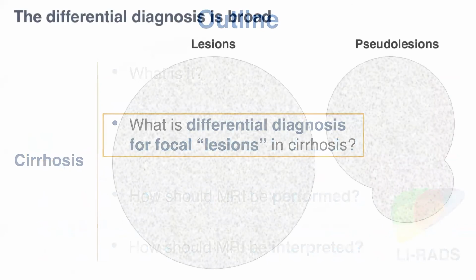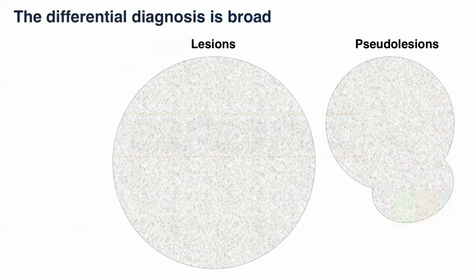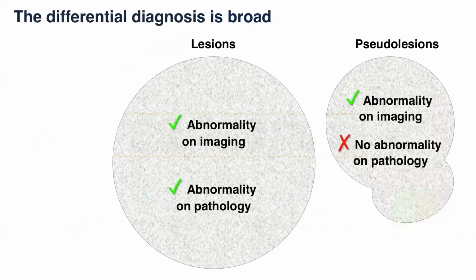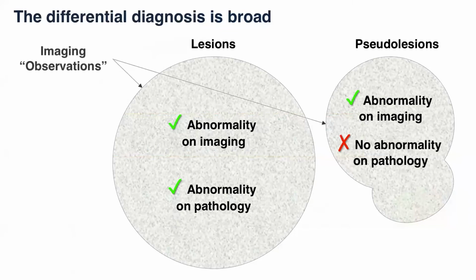What's the differential diagnosis for focal liver lesions in cirrhosis? And so we touched upon it in the previous lecture. I'll be presenting similar material, but in a different way. So in the cirrhotic liver, we have lesions and we have pseudo-lesions. Lesions are when there's an abnormality on imaging with a corresponding abnormality on pathology. A pseudo-lesion, there's an abnormality on imaging without a corresponding abnormality on pathology.